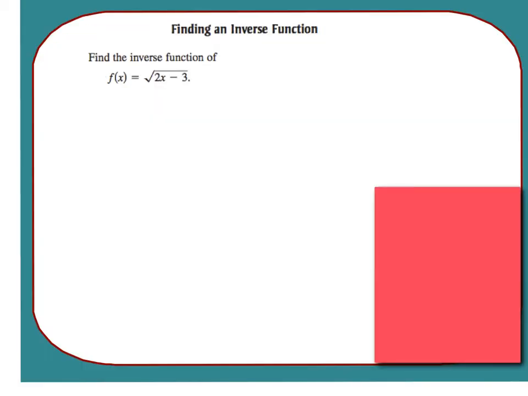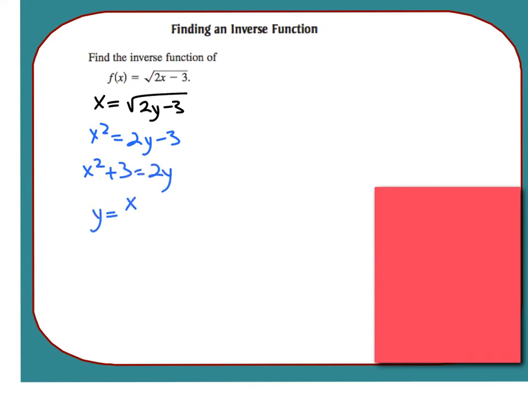Tyler, what do I do? So what do we get? y equals the square root of 2x minus 3. All right, let's just switch it. Let's just jump there. All right, now what? Square both sides. Add 3 to both sides. Then divide by 2. So now I get y equals x squared plus 3 all over 2. And I'm done.